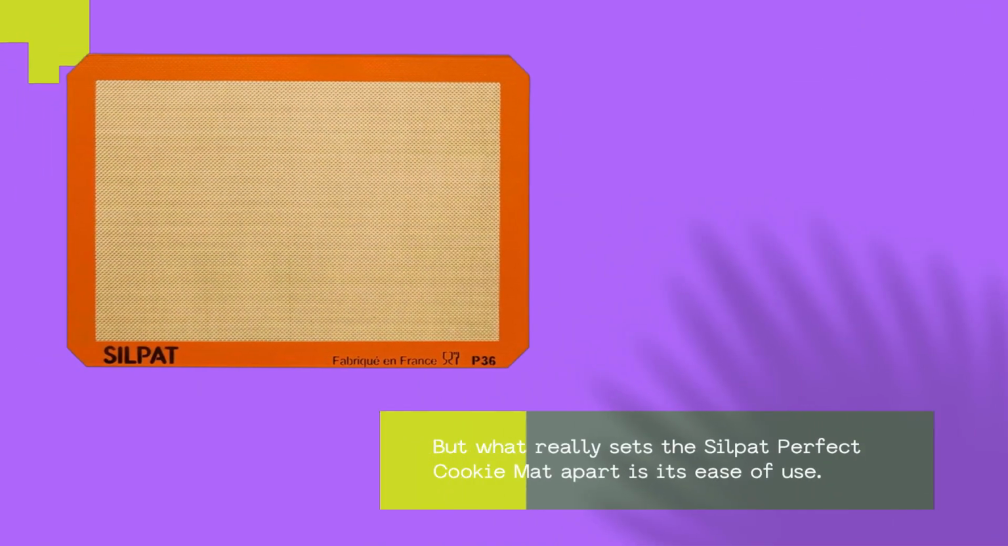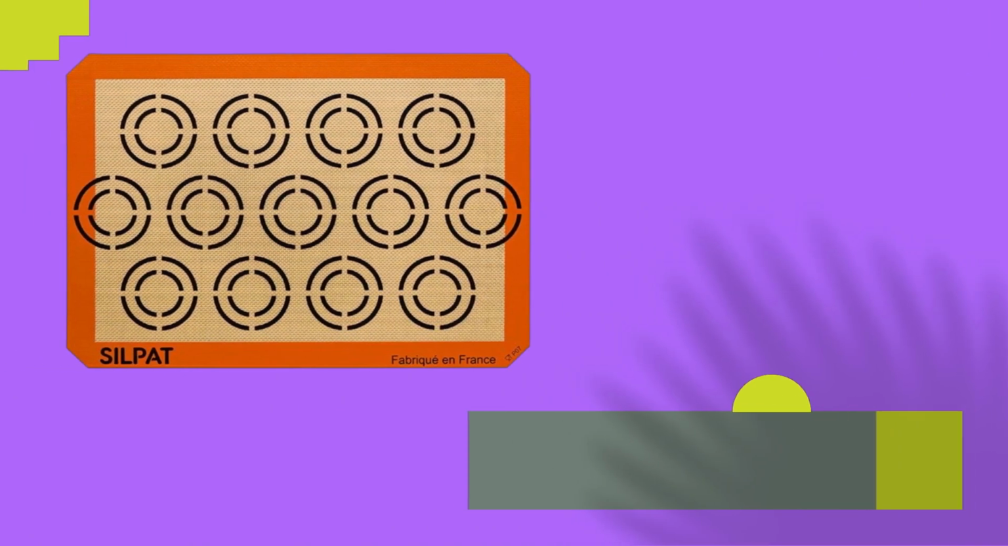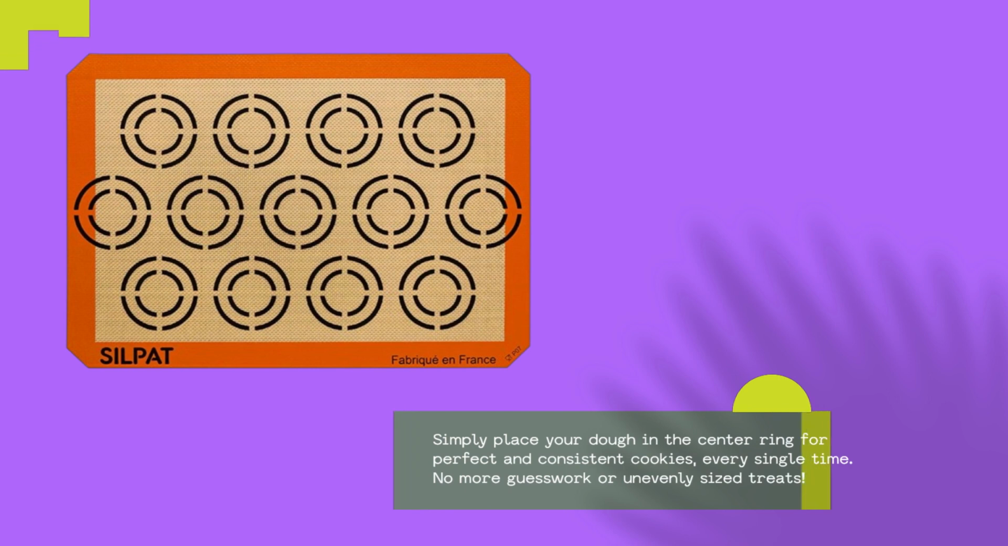But what really sets the Silpat Perfect Cookie Mat apart is its ease of use. Simply place your dough in the center ring for perfect and consistent cookies, every single time. No more guesswork or unevenly sized treats.